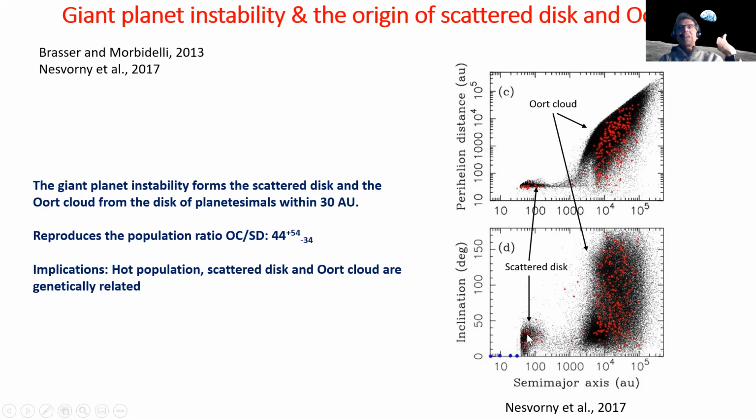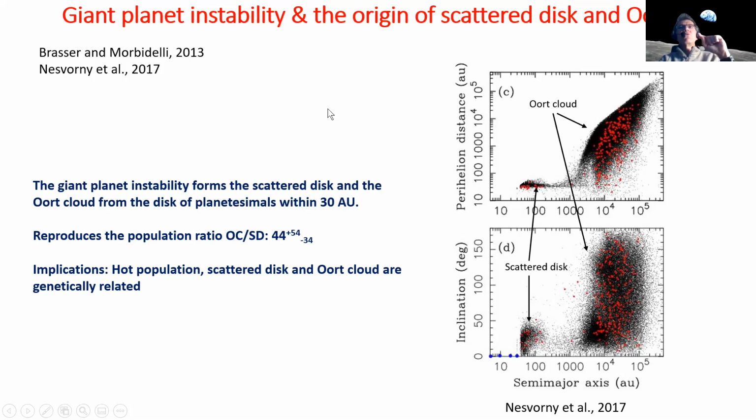The scatter disk is entirely prograde with inclinations ranging up to 40-50 degrees. The Oort cloud has all possible inclinations from 0 to 180 degrees. Half of the comets are prograde, half are retrograde. And from the simulation, the population ratio between the Oort cloud and the scatter disk is about 50, which is about what we deduce from the observations of the fluxes of Jupiter family comets coming from the scatter disk, and long period comets coming from the Oort cloud. So this also works very well.